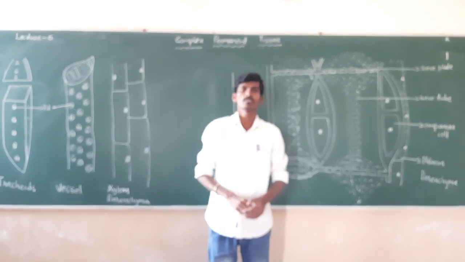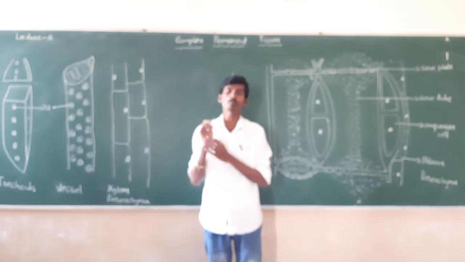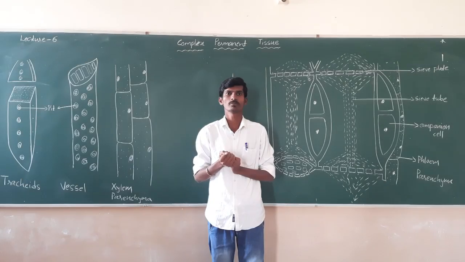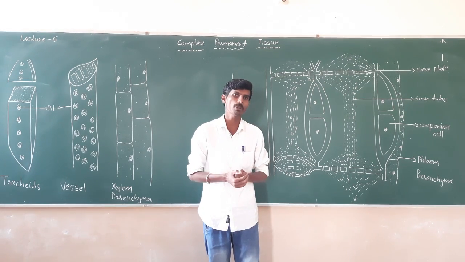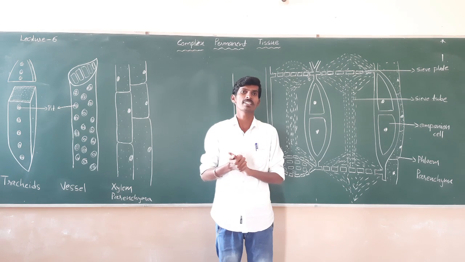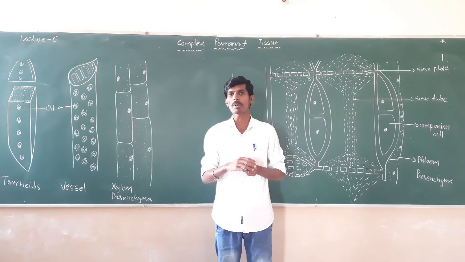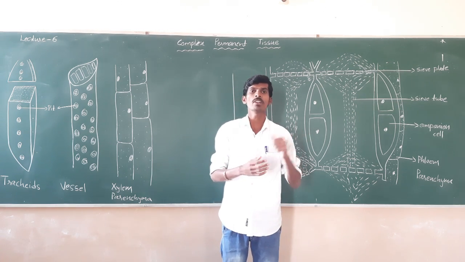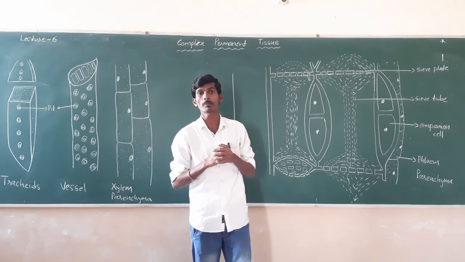Okay, today we switch to the next topic. It's an important topic, a continued part of the permanent tissue. You already know that there are two types of permanent tissue: simple permanent tissue and complex permanent tissue. A simple permanent tissue is composed of only one type of cells. It is further divided into three types: parenchyma, collenchyma and sclerenchyma. Today we have switched to the topic of the complex permanent tissue.